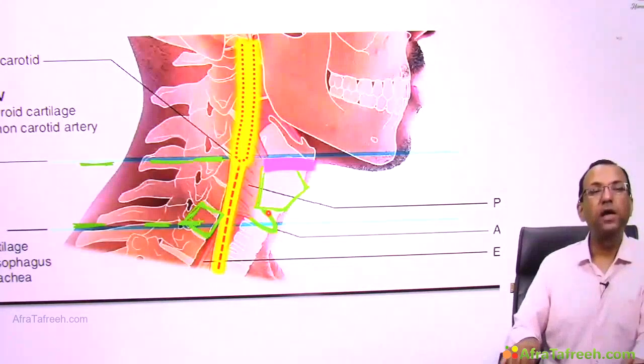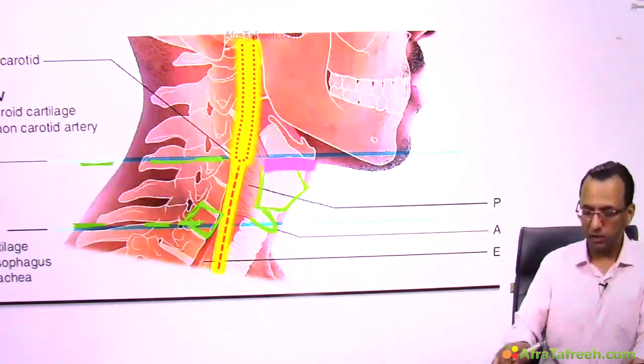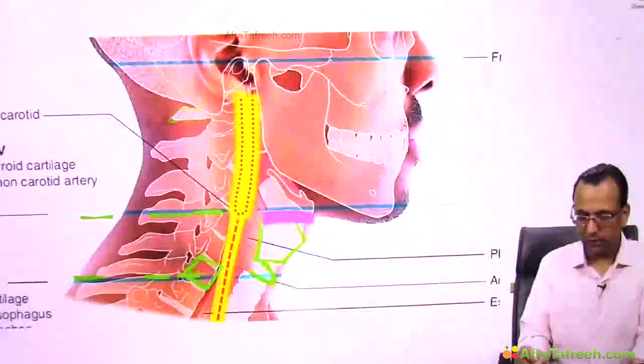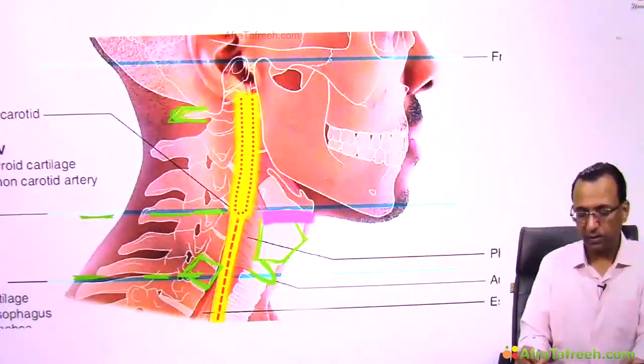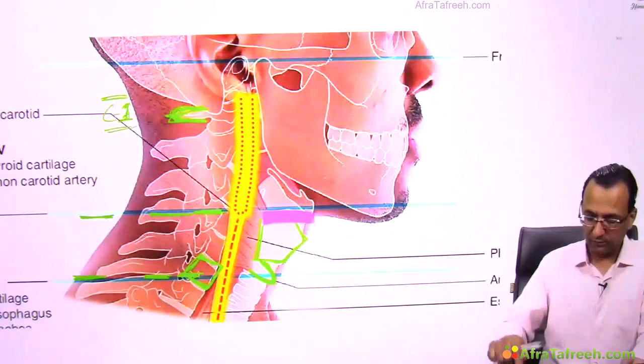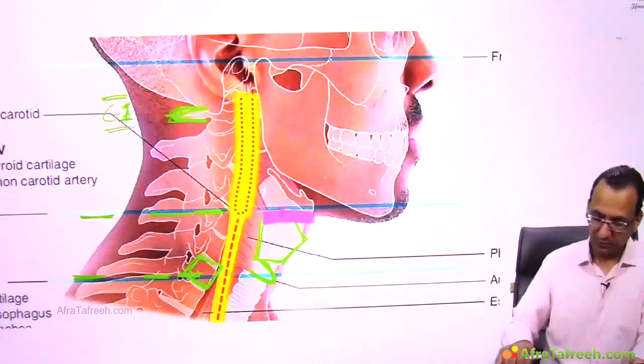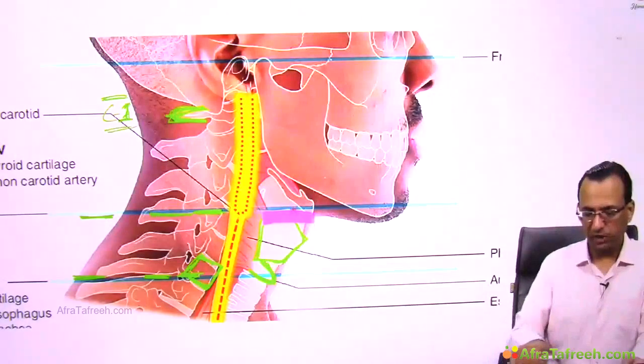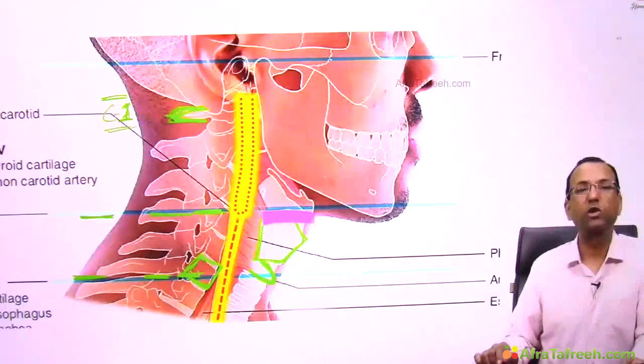What about the female? Higher. And what about the child while swallowing? Still higher, it can reach here. This is the C1 vertebra, the atlas vertebra. So in an infant while swallowing, the larynx can reach as high as the C1 vertebra, the atlas vertebra.